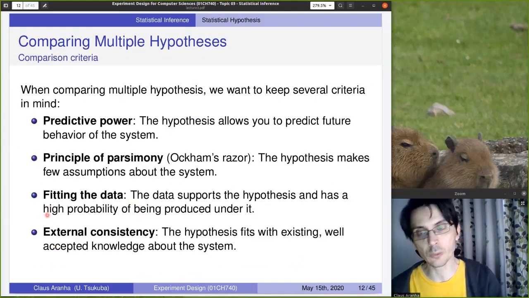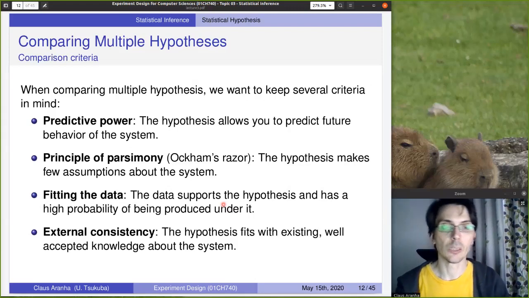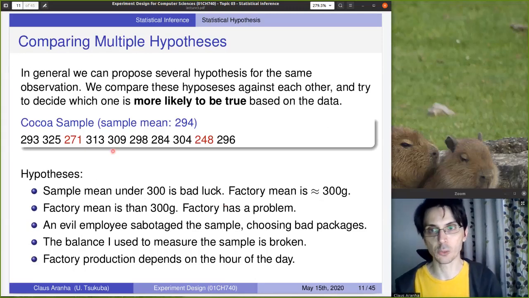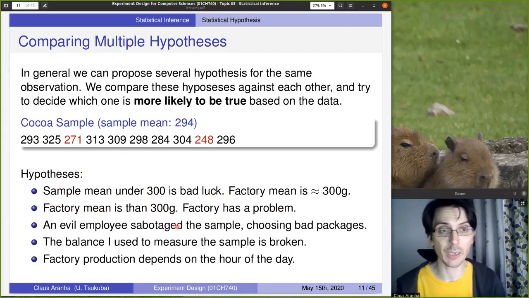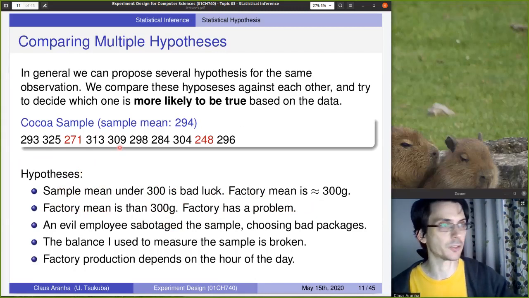Now, the third, which is what we're going to study in this course, is fitting the data. The data support the hypothesis and has a high probability of being produced under it. So the idea is that we're going to look at the first two hypotheses. The first one is that the sample mean being under 300 is bad luck. And the second hypothesis is that the factory mean is under 300. So which of these two hypotheses is more likely to fit this data? Well, there's a calculation for that, and that's what we're going to see in this lecture.